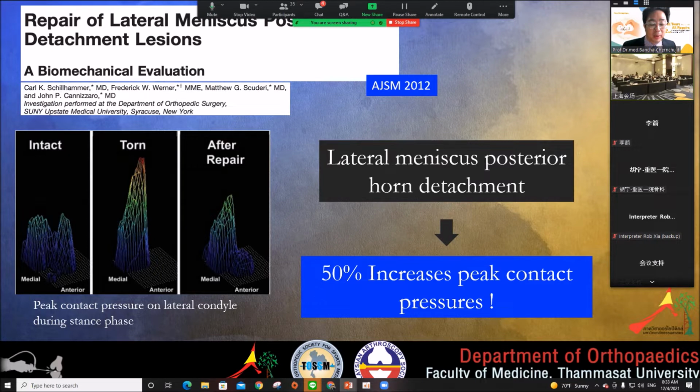Biomechanical studies by Robert found that a tear of the meniscus root is comparable to total meniscectomy. The lateral meniscus compartment is similar to the medial side. There is a 50% increase in peak contact pressure after the lateral meniscus root detachment, and after the repair, the native contact pressure comes back.